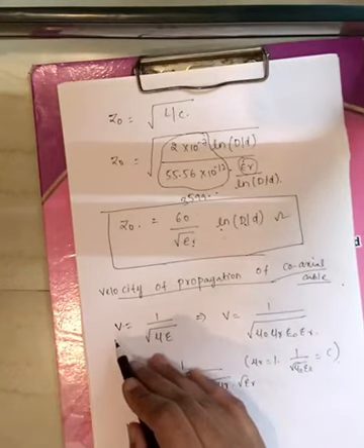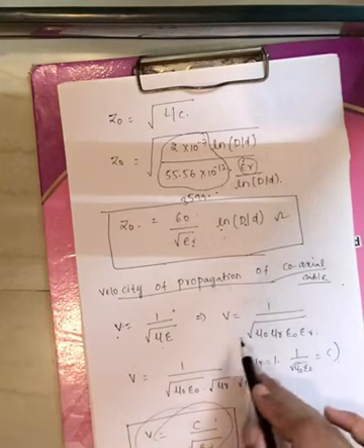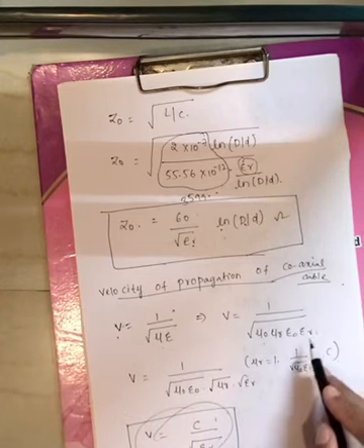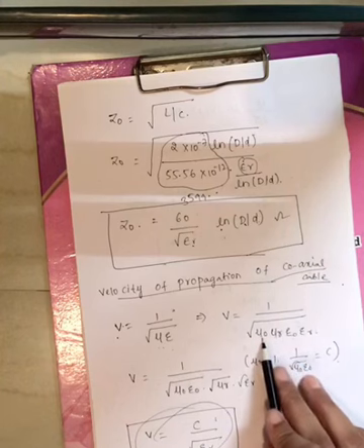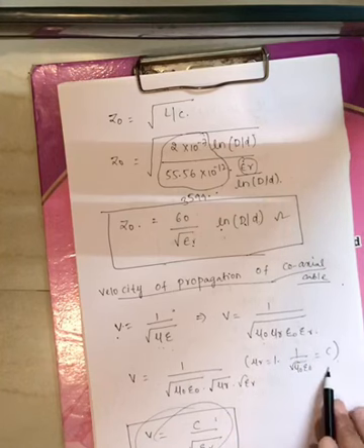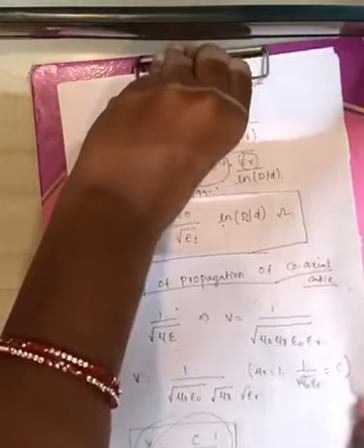Now let me briefly explain. The velocity of propagation is given by 1 by root of mu epsilon. Now mu epsilon is nothing but mu naught into mu r, epsilon naught into epsilon r. We know that mu r equals 1, and 1 by root of mu naught into epsilon naught is nothing but C. Now if I substitute those values, we get C by under root of epsilon r. This is the value of velocity of propagation of a coaxial cable.